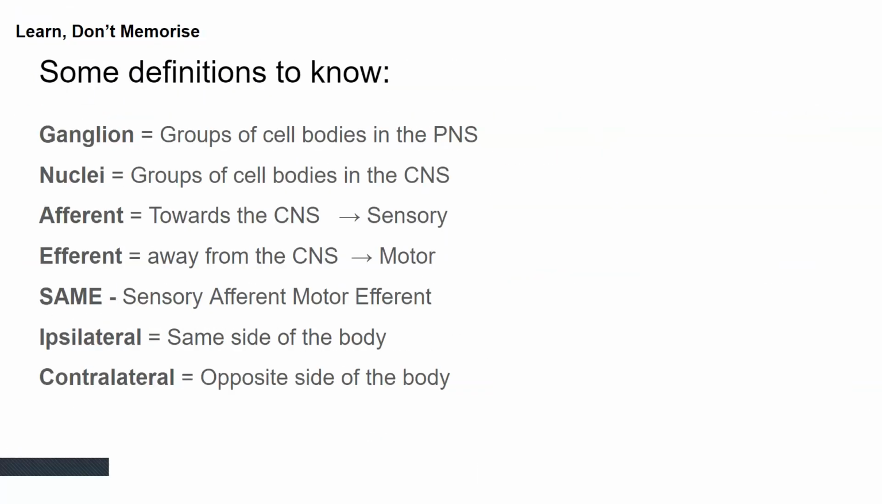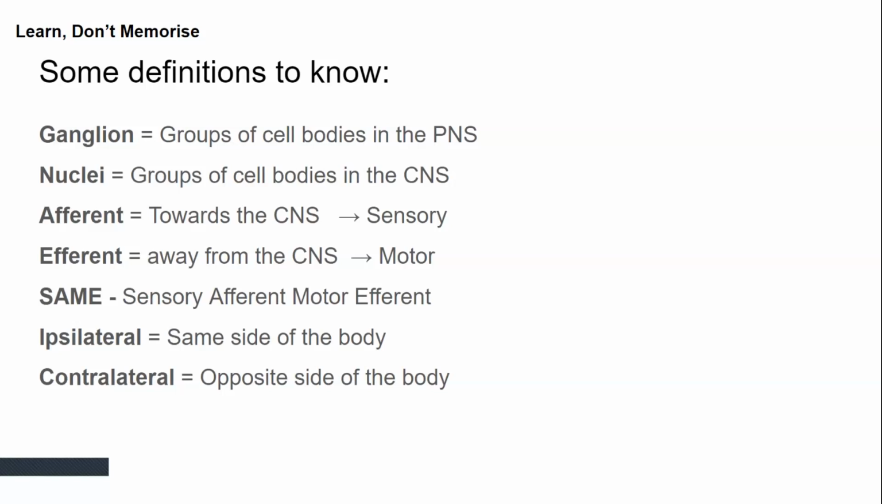But what's unique is that it's in the peripheral nervous system. A ganglion is a group of cell bodies in the peripheral nervous system. In the central nervous system, we call it something different, called nuclei. So this is where students begin to get confused. What's the difference between nuclei and nucleus? Nucleus is the organelle within your cell. Nuclei are those collections.